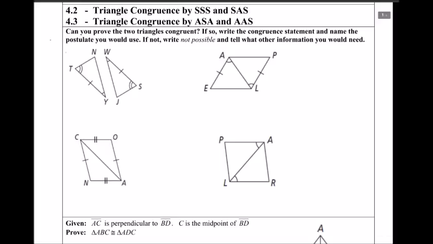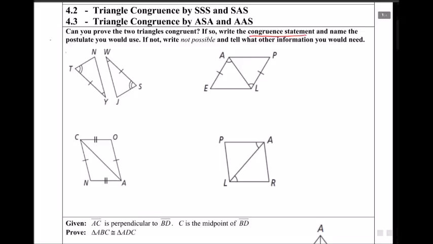4.2 and 4.3 were where we got our 4 triangle congruents, 3 postulates, and 1 theorem. The kind of weird one out here, angle, angle, side, is our theorem. And what are we asked to do? Can we prove the triangles congruent? If so, write a congruence statement and name the postulate you would use. If not, write not possible and tell what other information you would need.